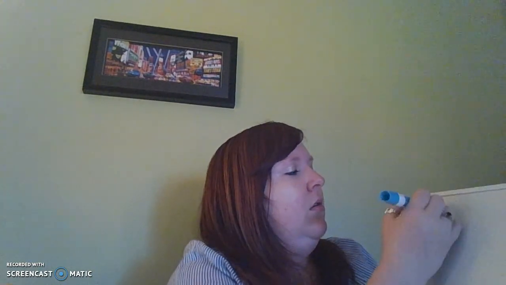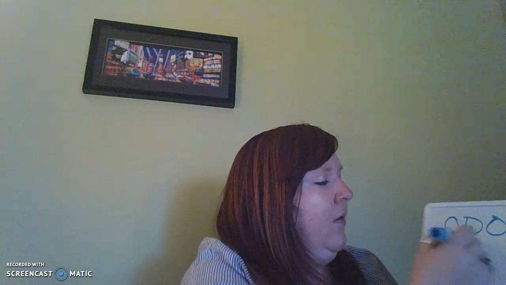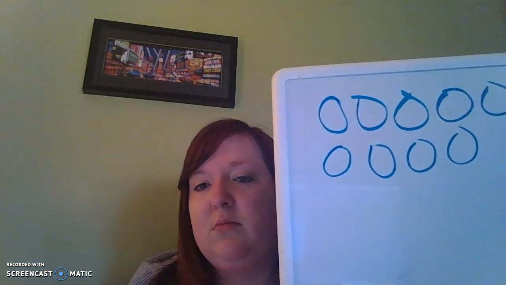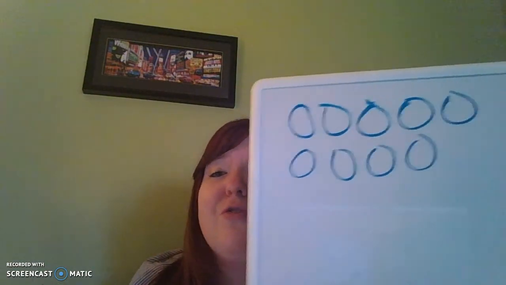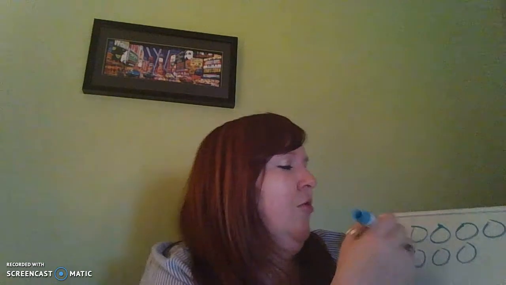Okay, so Susie had a plate of 9 cookies. Some were chocolate and some were vanilla. So I'm going to draw my 9 cookies the 5 group way. 1, 2, 3, 4, 5, 6, 7, 8, 9. There's my 9 cookies. Now some were chocolate. I'm going to do 4 chocolate. To show that they're chocolate, I'm going to color them in because chocolate's a little darker. So I'm going to color in 4 cookies.